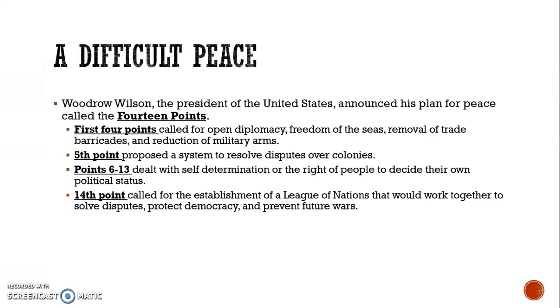And then points 6 through 13 dealt with self-determination, or the right of people to decide their own political status. This was in support of democracy worldwide and hoping to spread those democratic ideals to other countries as they created their own countries and separated from other countries. The 14th point called for the establishment of a League of Nations, and this was an organization kind of like the United Nations that would work together to solve disputes, protect democracy, and try to prevent future wars.